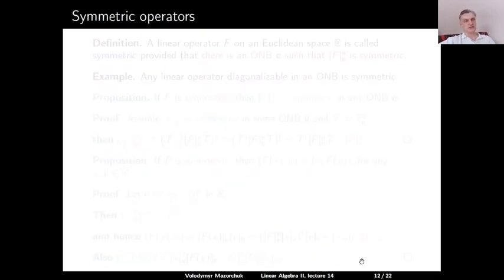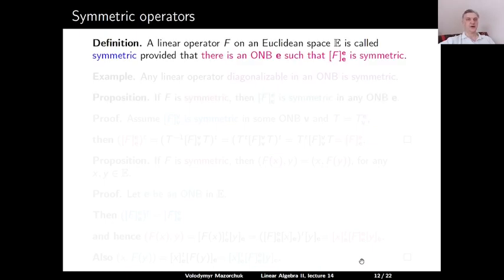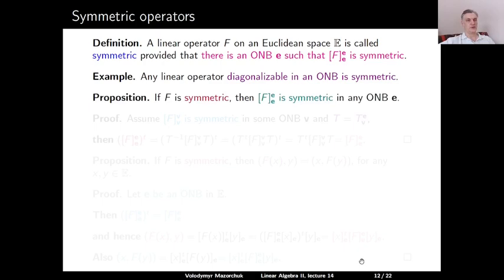So this brings us to the following definition. A linear operator F on a Euclidean space E is called symmetric, provided that there is an orthonormal basis E in this vector space, such that the matrix of F in this basis is symmetric. For example, from the previous slide, any linear operator which is diagonalizable in some orthonormal basis is symmetric. And actually, from the previous proof, we can draw the following conclusion.